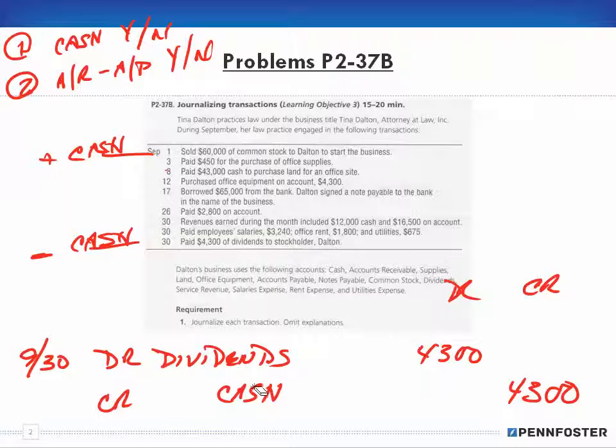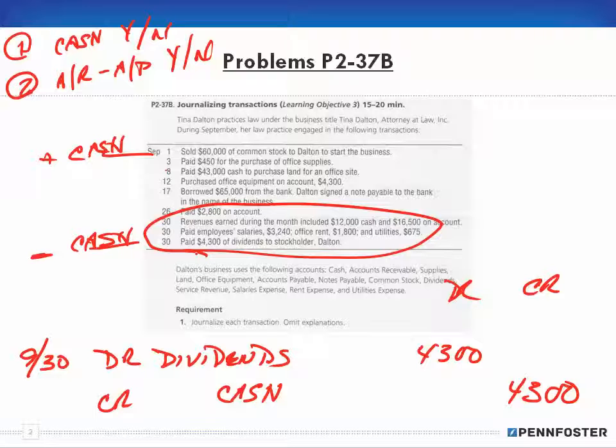So that's our journal entry, and that's it for this problem, and I'll see you in the next problem. And since we've covered these multiple line entries here, I'm not going to be going over them so much in the next problem. Okay, we'll see you then.